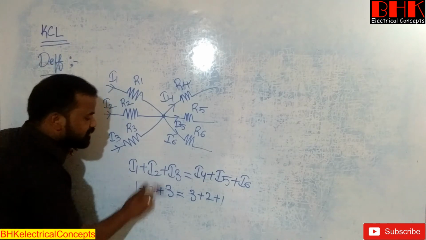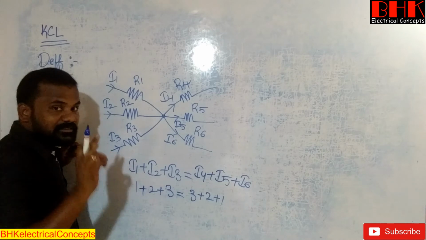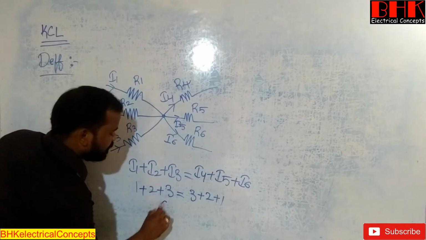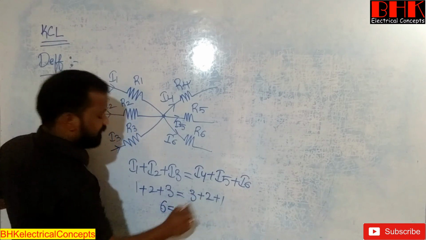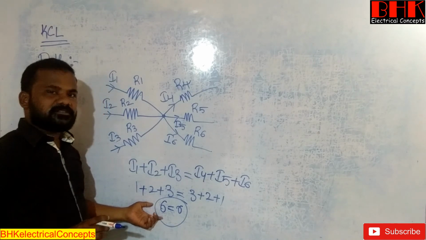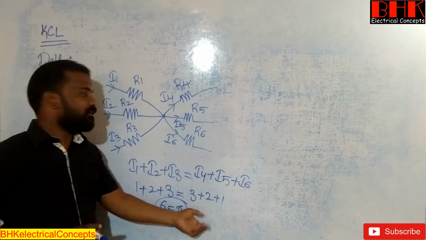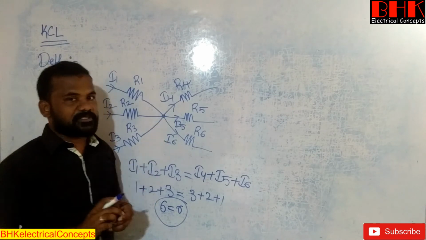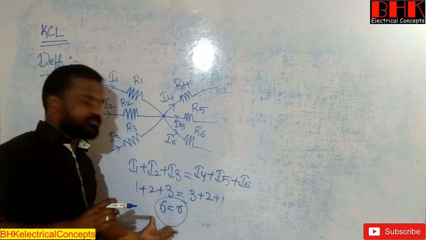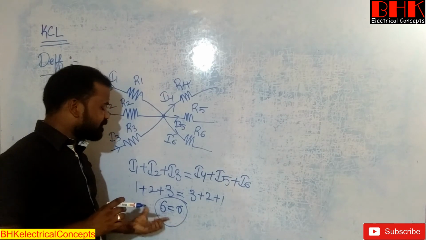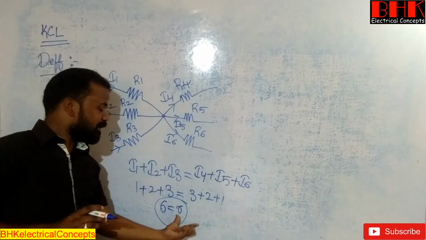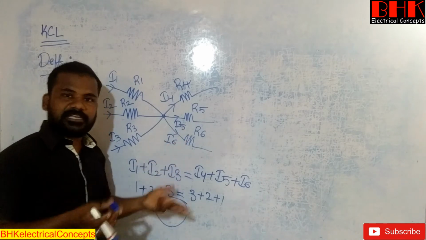By adding these incoming currents and outgoing currents, we need to get the same value. It means 3 plus 2 plus 1 is 6, equal to 3 plus 2 plus 1 is 6, so 6 is equal to 6. The sum of incoming currents is equal to the sum of outgoing currents at this junction point, which is called Kirchhoff's current law. We have verified 6 ampere is equal to 6 ampere. This 6 ampere is the sum of incoming currents, and this 6 ampere is the sum of outgoing currents. Now KCL is verified.